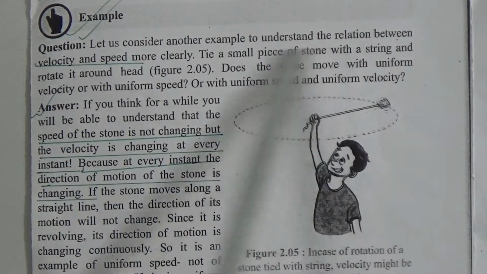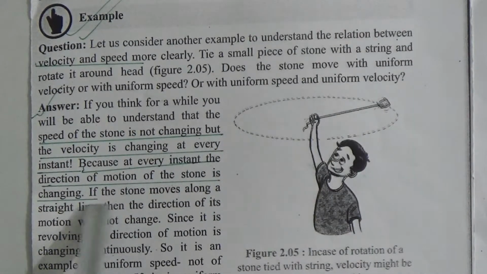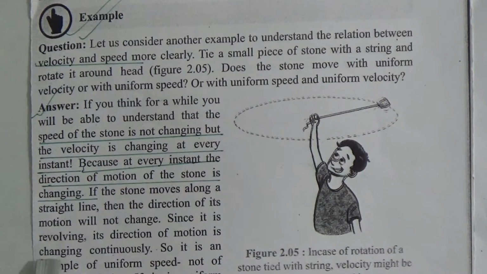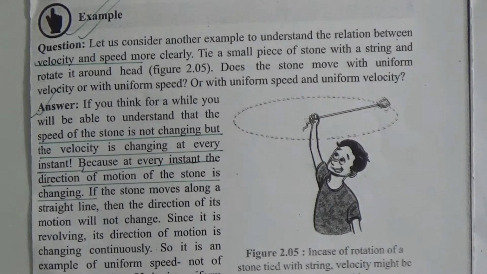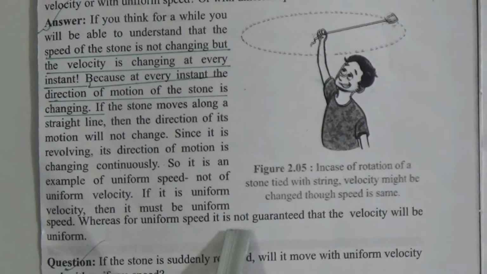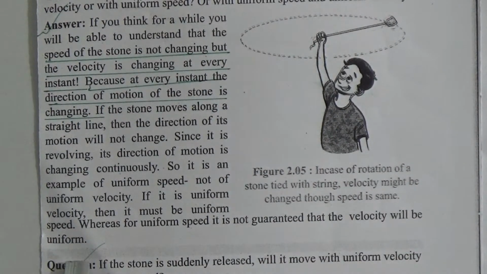Here is a stone and here is a string. This is moving around the head. Now if the stone moves along a straight line, then the direction of its motion will not change. Since it is revolving, its direction of motion is changing continuously, so it is an example of uniform speed, not of uniform velocity. If it is uniform velocity, then it must be uniform speed, whereas for uniform speed it is not guaranteed that the velocity will be uniform.